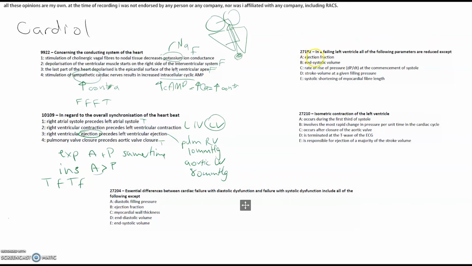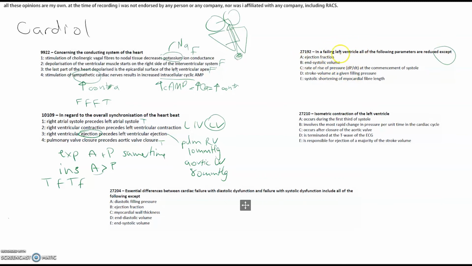All right, moving on to this question. In a failing left ventricle, all the following parameters are reduced except. So this question is essentially looking for the one correct answer rather than all of them being true or false. So we just need to find the first correct answer that we're confident about, and we don't really need to go too much further with that.